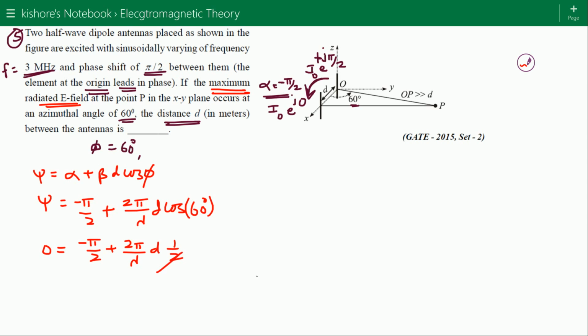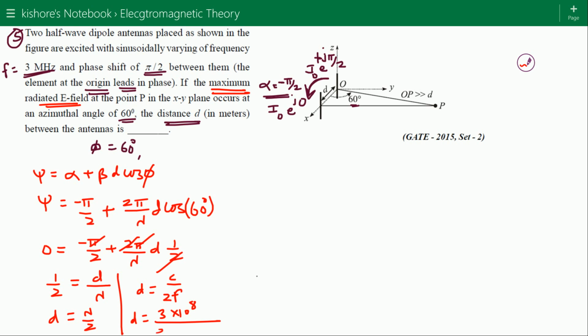Cos 60 is 1 by 2. So 1 by 2 is d by lambda, or d is lambda by 2. Now lambda is c by f, and this c is velocity of light, 3 into 10 to the power 8, divided by f, which is 3 into 10 to the power 6, 3 megahertz. So d is 100 by 2, that is 50 meters. So separation between the antennas is 50 meters.